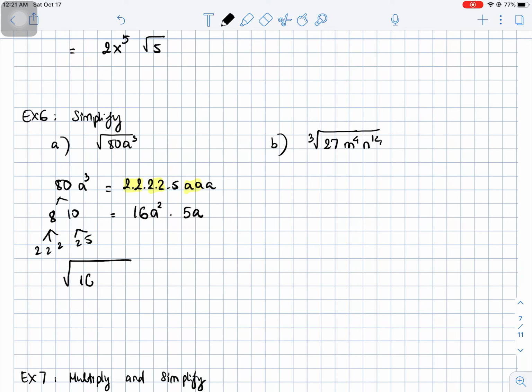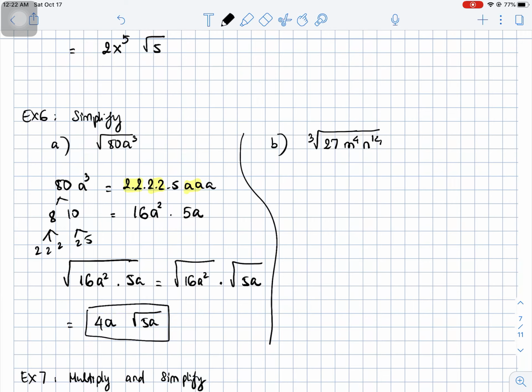So for the yellow highlight, we will combine all of them. So 2 times 2 times 2 times 2 is 16. And 2 of the a is a squared. Then we're left with the 5a. Then 16a squared will be in one group, and 5a will be in one group. Now we separate 80a cubed as 16a squared times 5a. Then we separate them with the square root. The square root of 16a squared is 4a, and the square root of 5a we copy down.